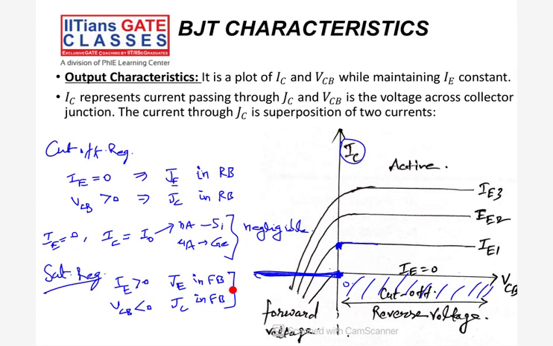So this indicates saturation mode. In saturation, IC will vary with VCB and IE. So IC will be changing here. It is not constant. It is varying. It depends on IE and VCB; IC depends on both values. IE is the input current and VCB is the output voltage. Input current and output voltage.